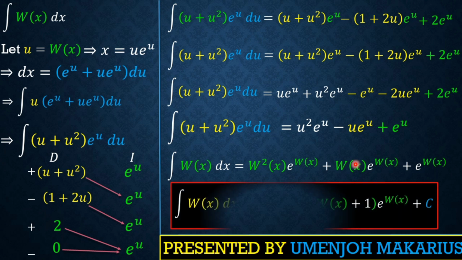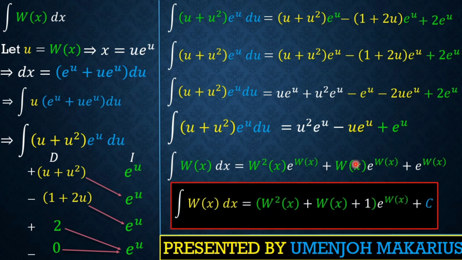Great. So now, we can therefore conclude that the integral of the Lambert W function simply becomes, if we factor out our e raised to the power W of x, since we have it on both sides, then we put our constant of integration, we are going to have W squared of x plus W of x plus 1, all that times e raised to the power W of x plus c.